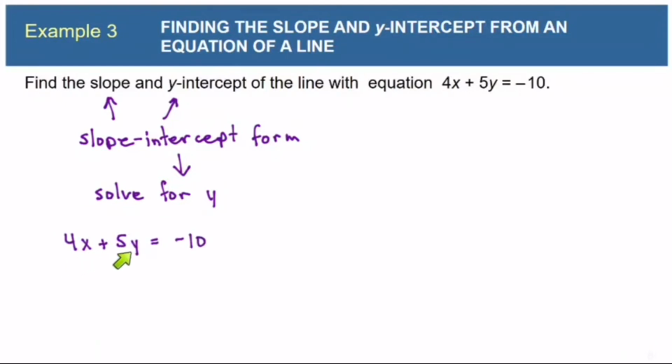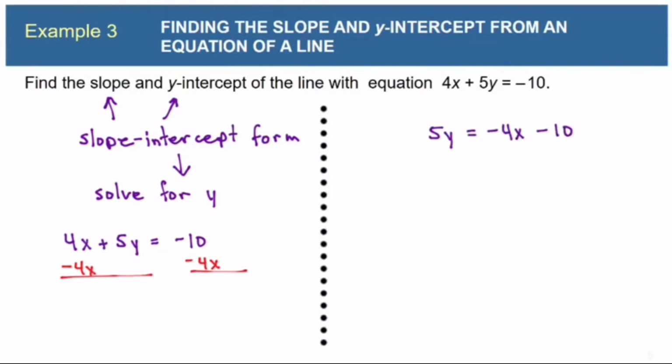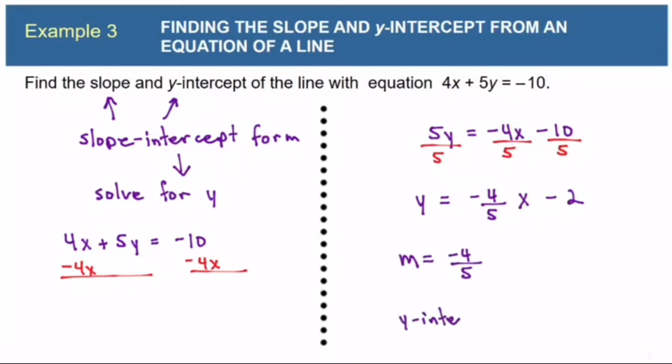We'll take 4x plus 5y equals negative 10. We're trying to solve for y, so we're going to move the 4x to the right side. That's going to give us 5y equals negative 4x minus 10. Now I'm going to divide each term by 5, and that's going to give us y equals negative 4/5 x minus 2. 10 over 5 makes 2. So now we can see that the slope is negative 4/5, and now we also know that the y-intercept is negative 2. So the slope is negative 4/5, and the y-intercept is negative 2.